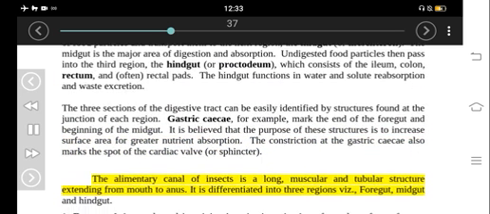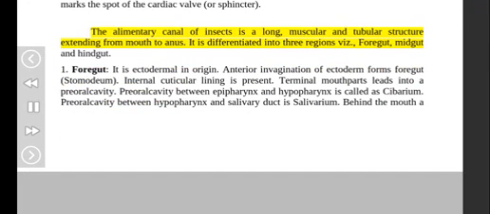The alimentary canal of insects is a long, muscular and tubular structure extending from mouth to anus. It is differentiated into 3 regions, viz. foregut, midgut and hindgut. 1. Foregut. It is ectodermal in origin. Anterior invagination of ectoderm forms foregut, the stomodeum. Internal cuticular lining is present.